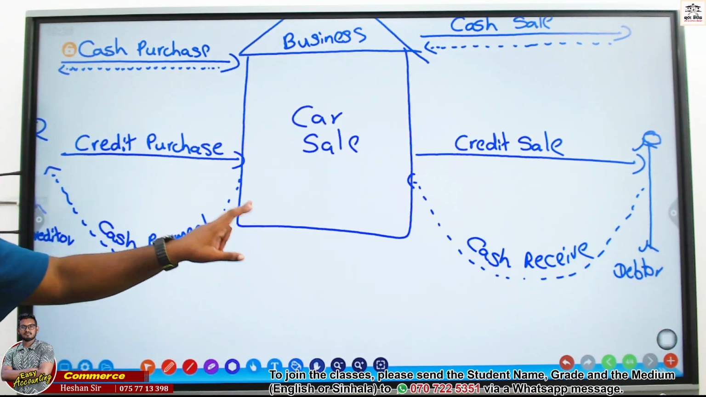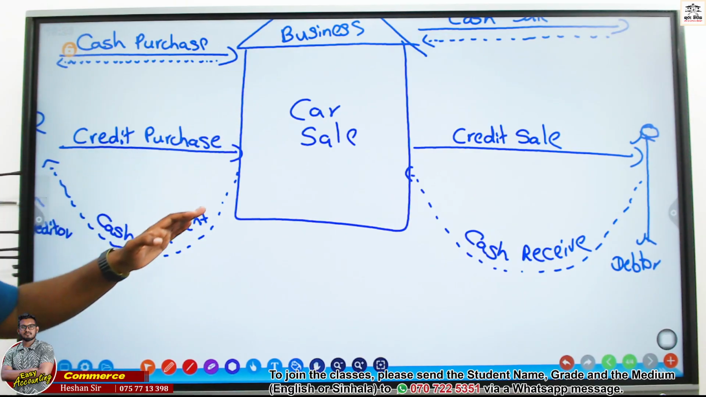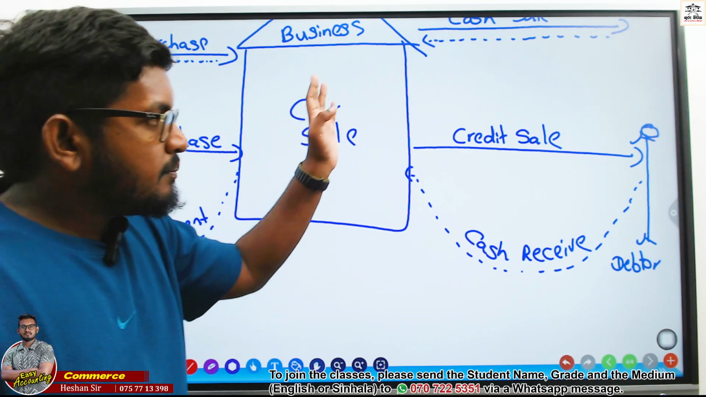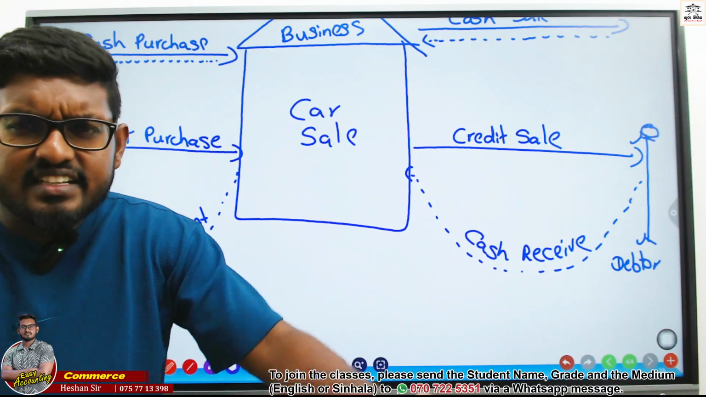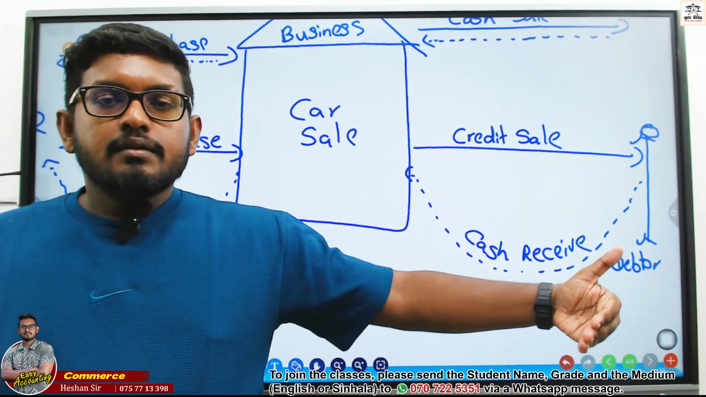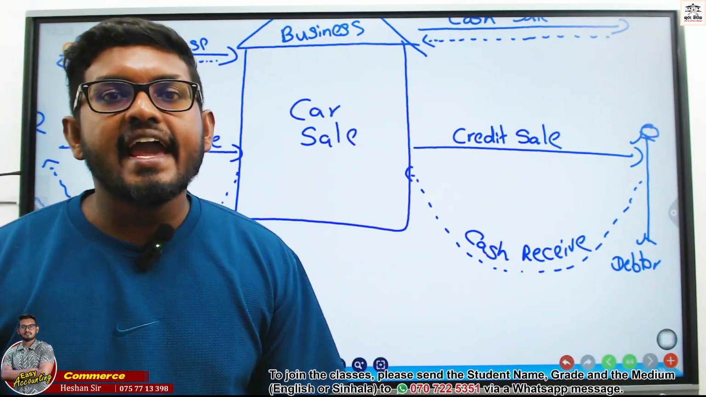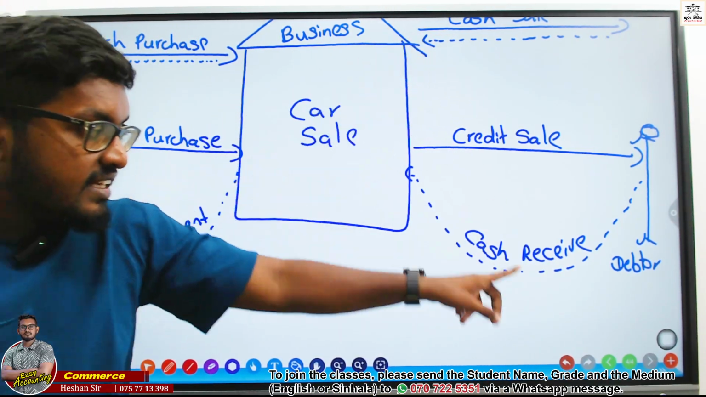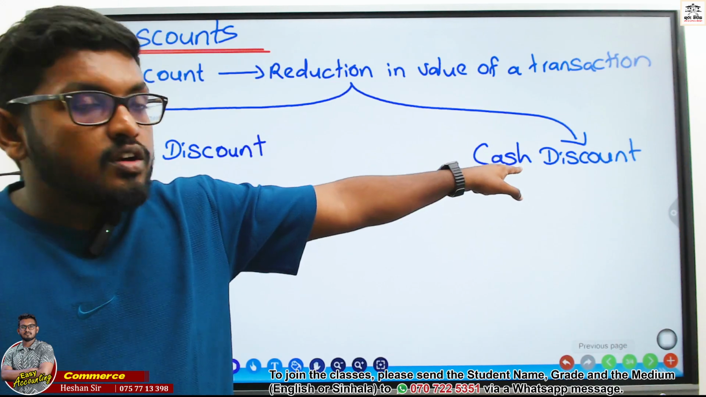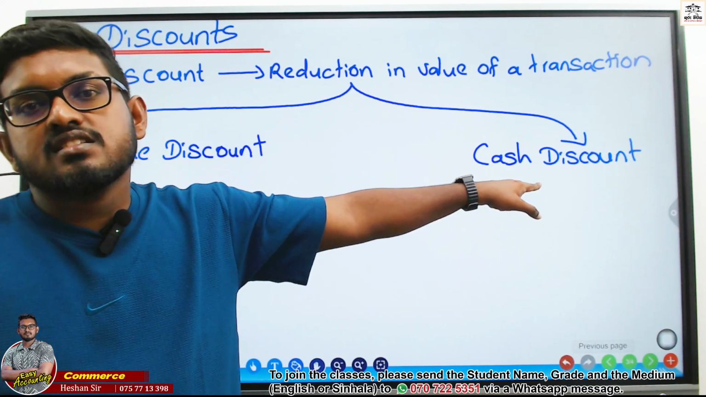Then think, I buy today and pay money later. If there is any discount when we settle the cash transaction related to the credit basis, that discount we call what? Cash discount.